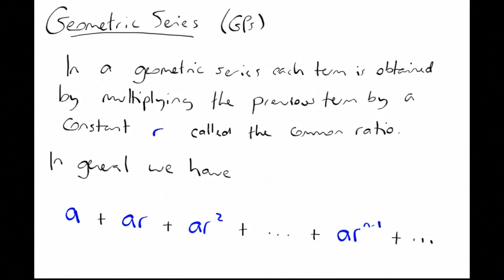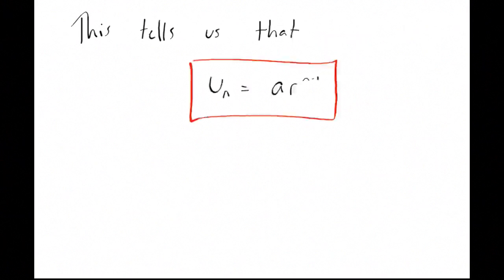Till we get to that general term of ar to the n minus 1. Notice on the second term there's 1 r, on the third term there's 2 r's, the fourth term would have had 3 r's, and so on. So for the nth term you've got 1 less than n, so you've got n minus 1 r's. So this tells us that the general term un equals ar to the n minus 1.